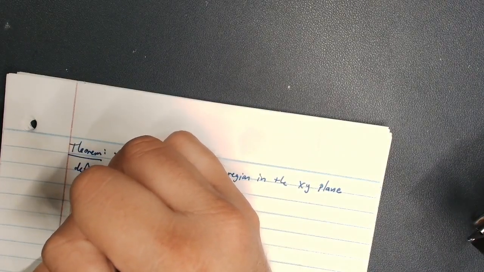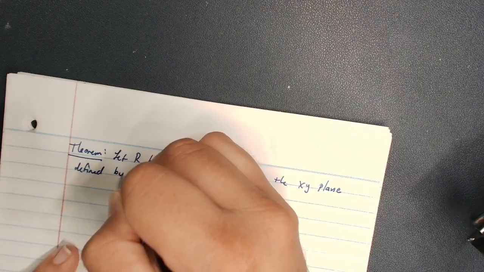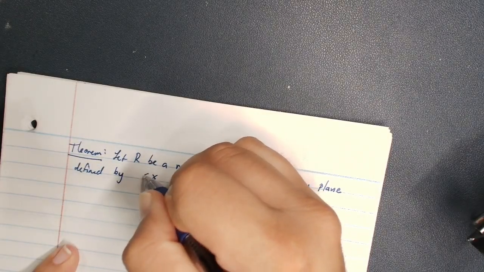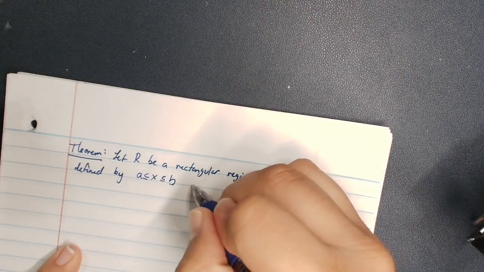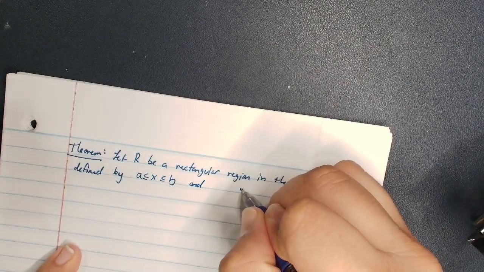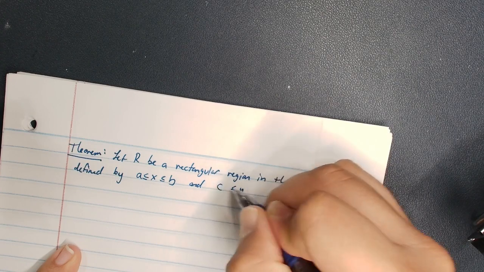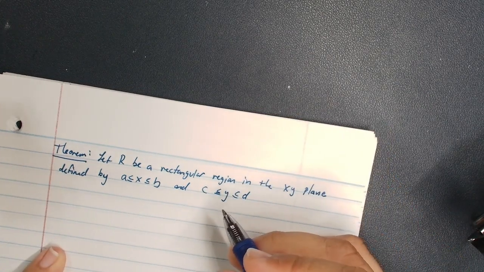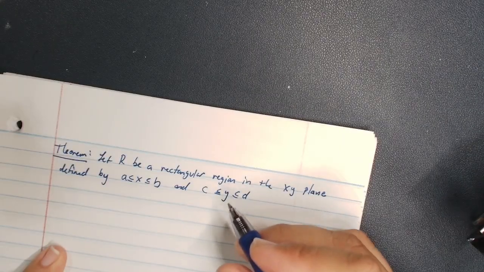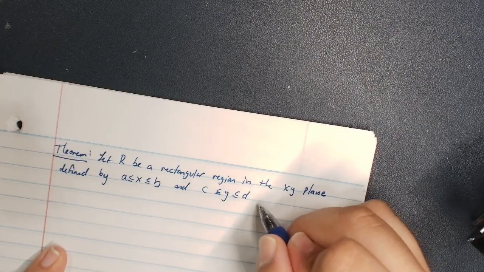That is defined by x bound between two constants, which we'll call a and b, and y also bound between two constants, which we'll call c and d. That contains a specific point of interest, which we'll call x naught, y naught.